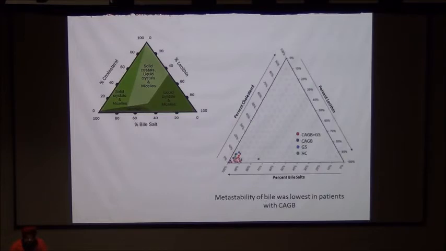To go forward to the composition of bile, this is Admirand's triangle, which is the percent cholesterol, percent lecithin and bile salt. It gives us the composition of bile. When we did the analysis using this, we found that the metastability of bile was significantly lower in patients with CAGB. You can see all the CAGB patients are accumulated towards the higher side of the percent cholesterol as compared to the others.